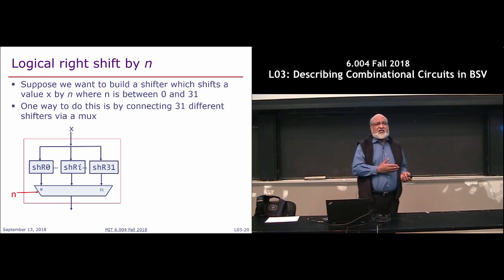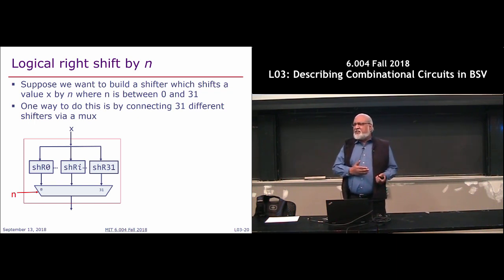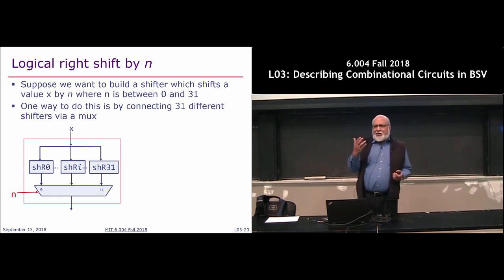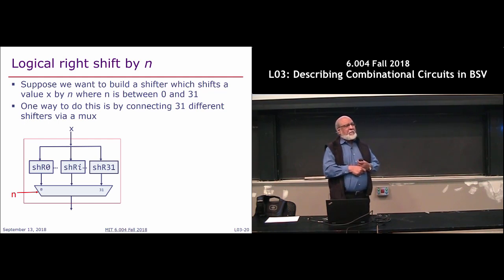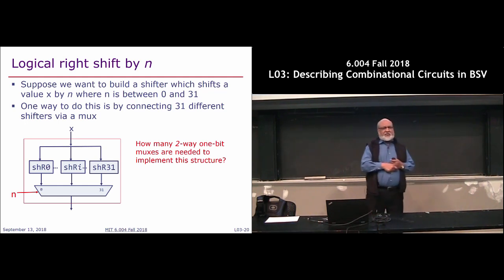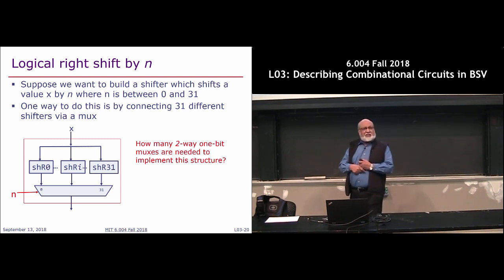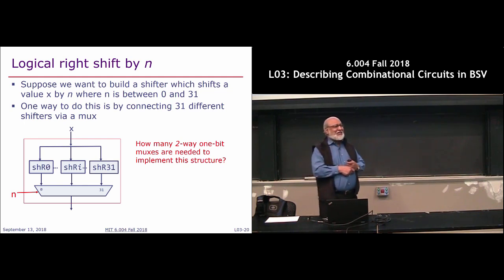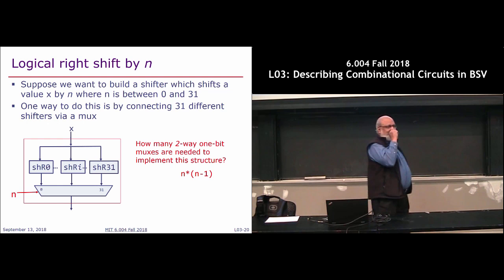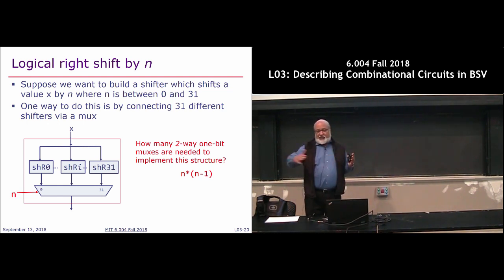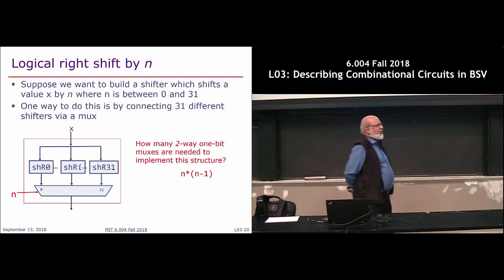So where is all the circuitry going in this? How big is this mux? You have 64 possibilities. I mean, it's not 64. Depending upon how big your n is, you have that many possibilities. So how many two-way, one-bit muxes are needed to implement this structure? Anyone? Any other opinions? Many more than that, because you have 32 of them to start out with. Many more muxes are needed.